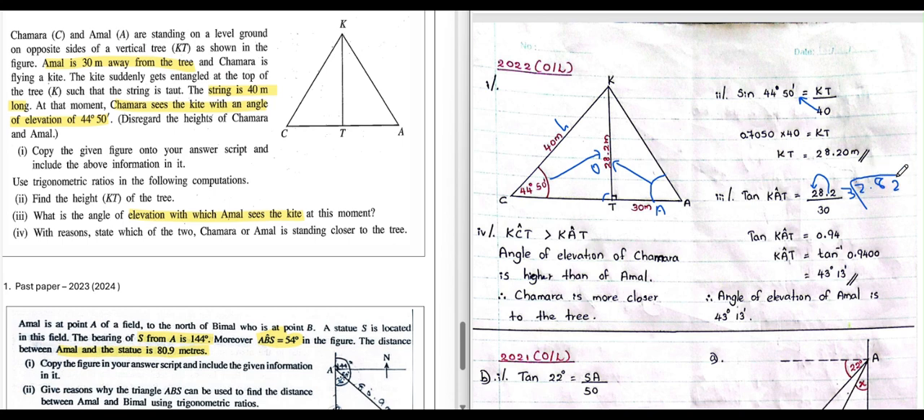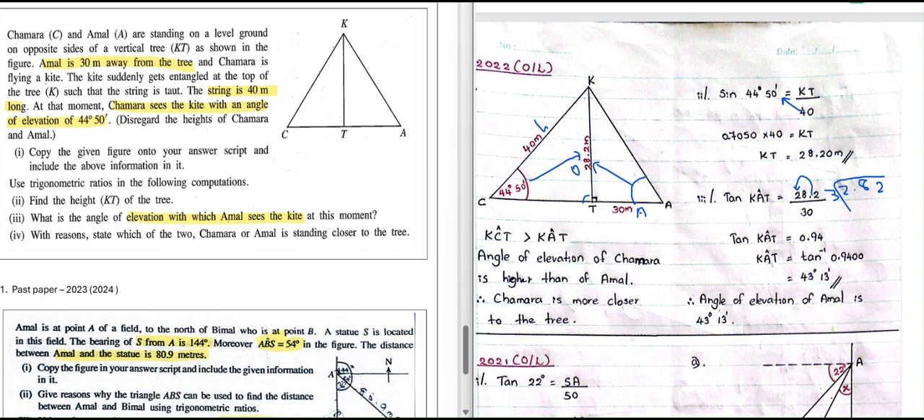Now, if you divide this by 3, you will obtain something like this. Then this is tan of the angle, but we need just the angle, not tan. So we have to take tan inverse of that obtained value. It will give us the angle equal to 43 degrees and 13 minutes. So the angle of elevation of Amal is 43 degrees and 13 minutes.